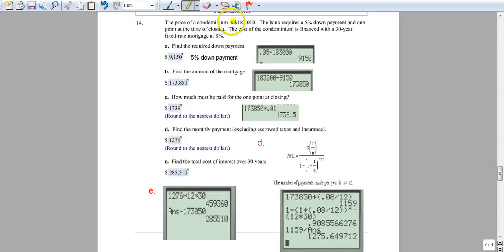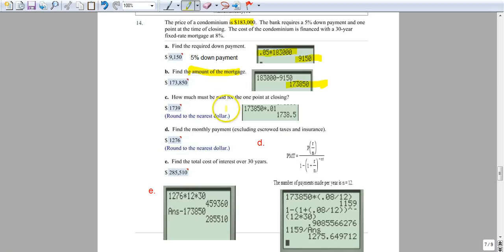The price of a condo is $183,000. The bank requires a 5% down payment. The cost is financed with a 30-year mortgage at 8%. Okay, down payment, that's very straightforward, just a flat rate. You're multiplying the price times 5% to get a down payment of $9,150. That means for the amount of the mortgage, you subtract the amount of the down payment from that. That gives you the amount of the mortgage.